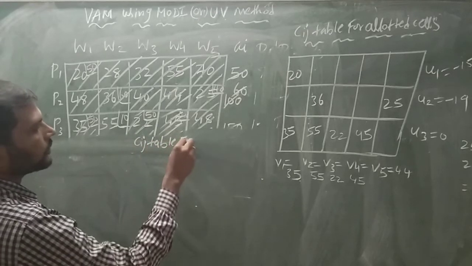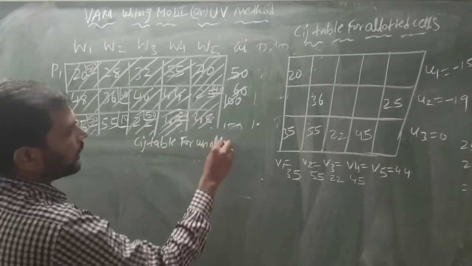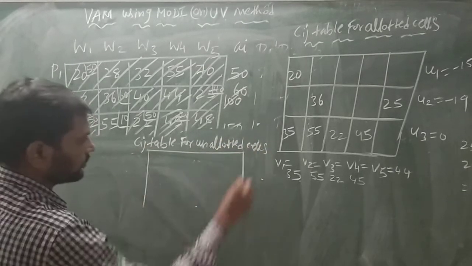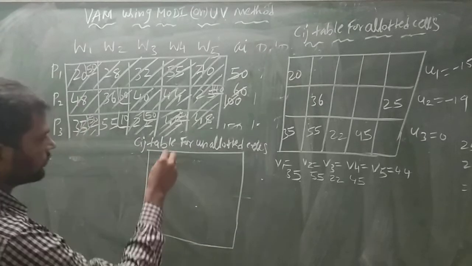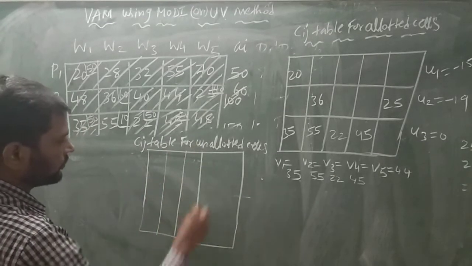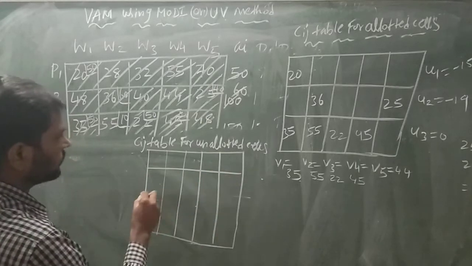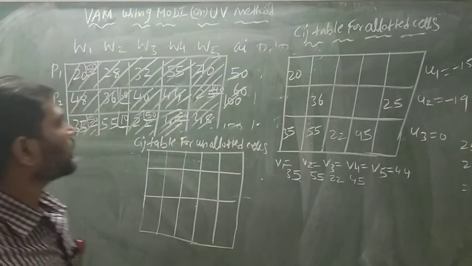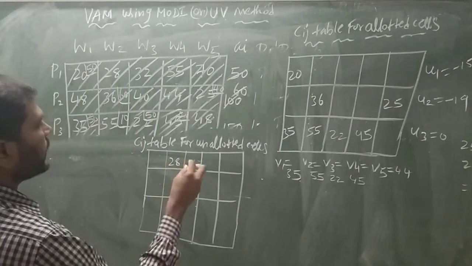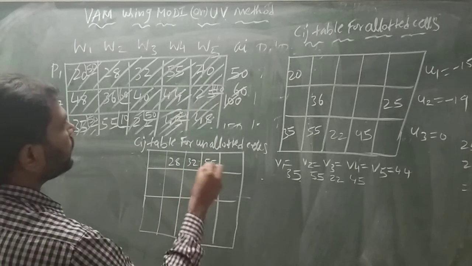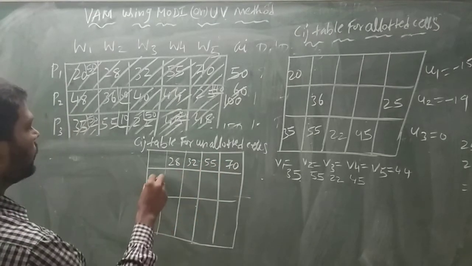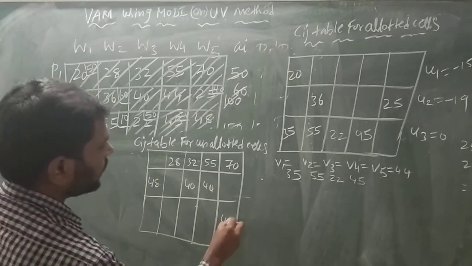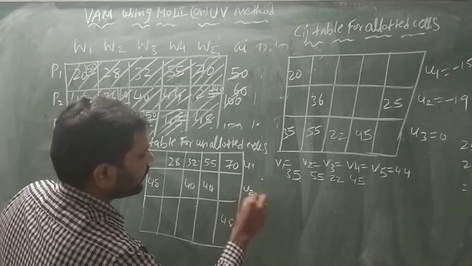So next one is the Cij table for unallotted cells. In this table, whichever cells are empty are unallocated. So I enter the values for the unallocated cells: 28, 32, 55, 70, 48, 40, 44, then 48.